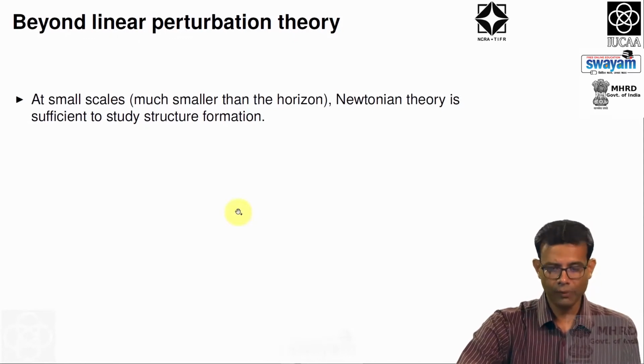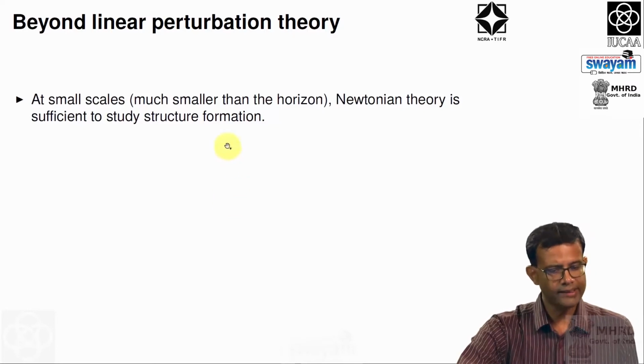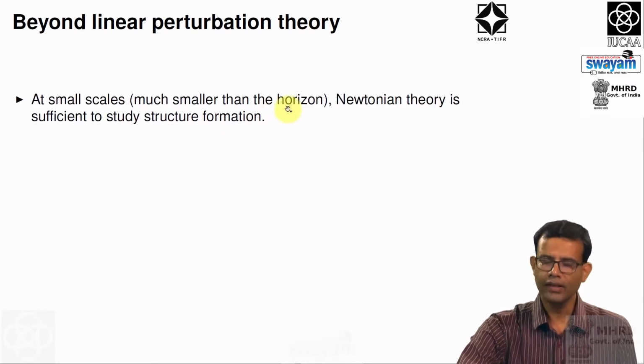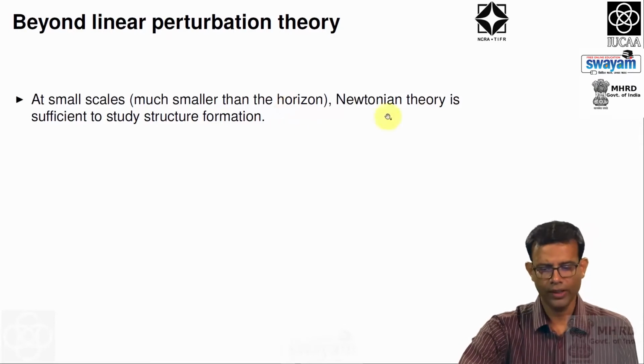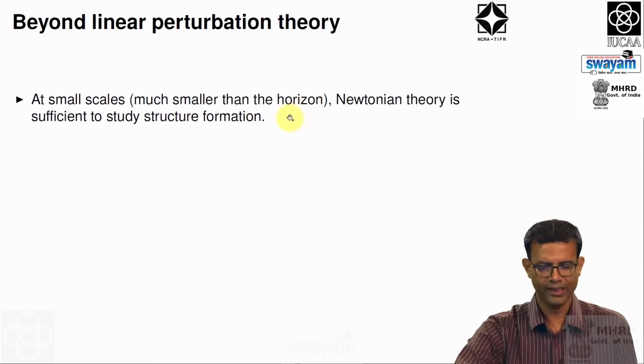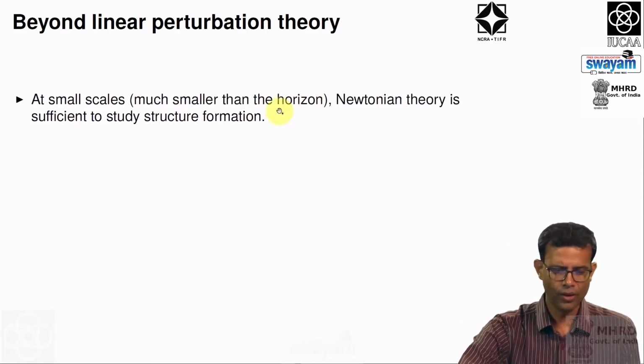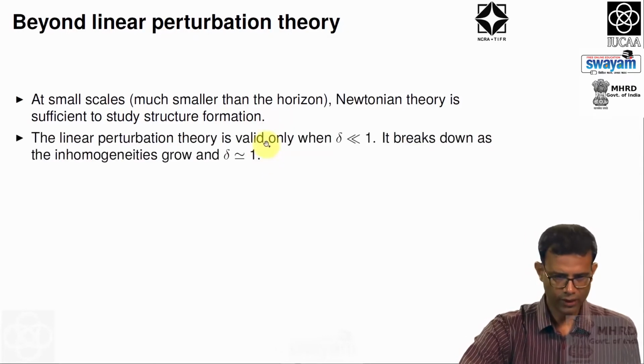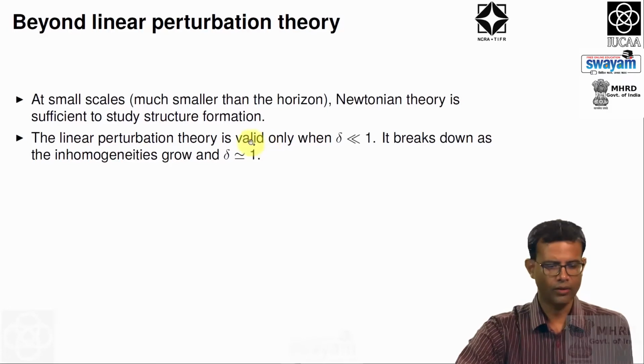However, linear perturbation theory is not all. First, let us understand that at small scales much smaller than the horizon, the relativistic effects are not that important. So, even a Newtonian theory is sufficient to study structure formation, and that is what we do. We just study structure formation in Newtonian theory as long as we are at scales much smaller than the horizon, and actually most of the time we are there when we want to study galaxies, large scale structures and so on. So, we do not have to worry about relativistic effects for studying a large scale structure around us.